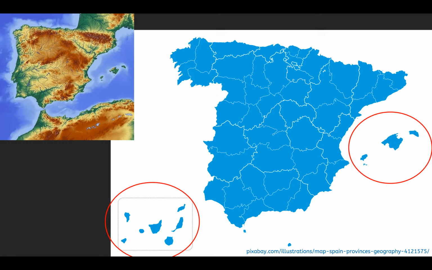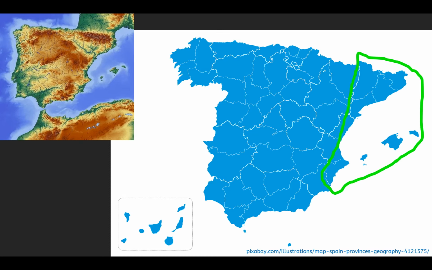Spain also has 2 autonomous cities in North Africa, bordering with Morocco, called Ceuta and Melilla. They've been part of Spain since the 15th and 17th centuries. Spanish is spoken across all parts of the country. However, there are also some regional languages that have co-official status with Spanish.